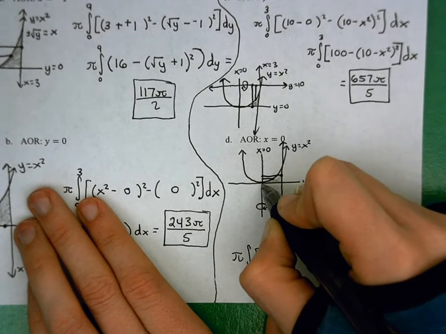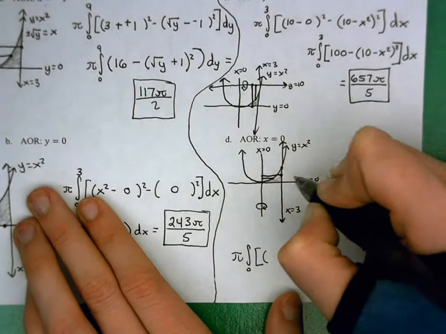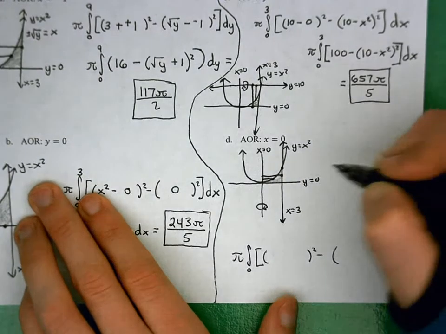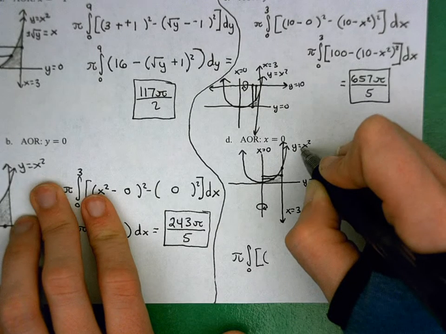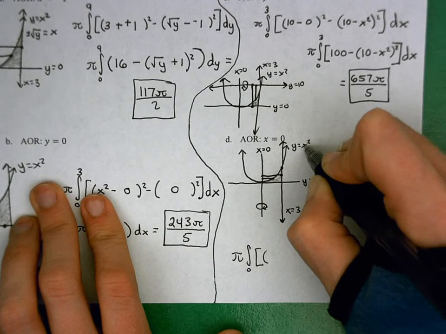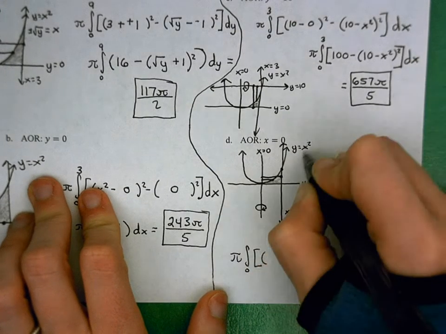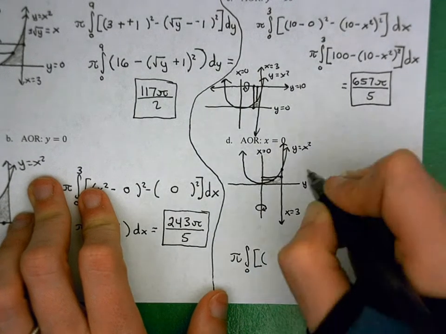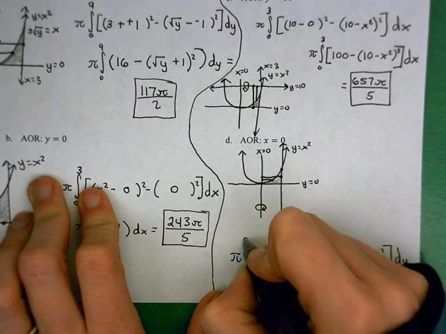Lowest y is down here at 0. Highest y is at that point where x equals 3 hits y equals x squared. Well, where does x equals 3 hit y equals x squared? It's when 3 squared equals y, which is 9, right? Plugging in 3 here, 3 squared is 9. So that's my upper bound, which is 9.